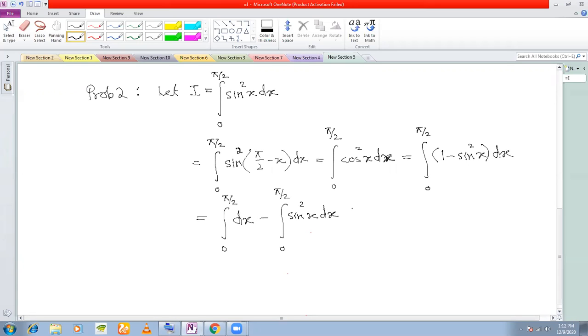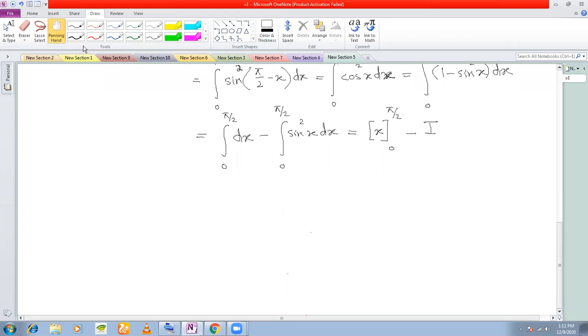Now see, what are you getting? Integral dx is x evaluated between the limits 0 to pi by 2. And sine square x is our given integral. So what are we getting here? We are getting pi by 2 minus 0 minus I, so pi by 2 minus I. Therefore, I is equal to pi by 2 minus I.